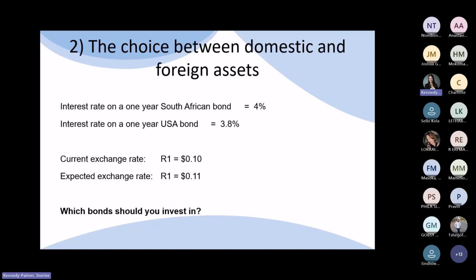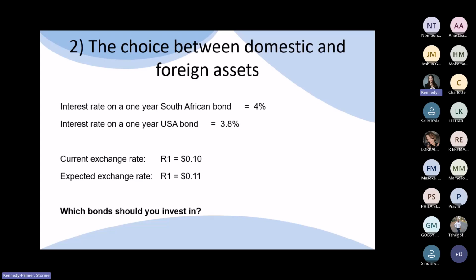Okay, so let's look at an example. Suppose you're a South African with 100,000 Rand to invest. You're trying to decide whether to invest in South African bonds or American bonds for 1 year. So you're given the following information. The interest rate on a 1-year South African bond is 4%. The interest rate on a 1-year USA bond is 3.8%.